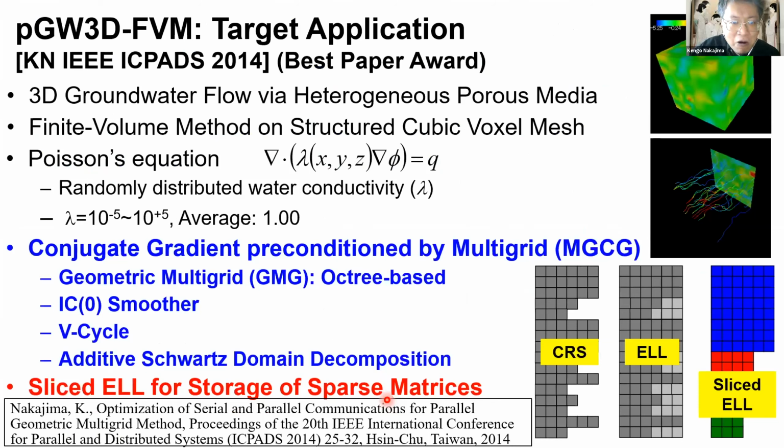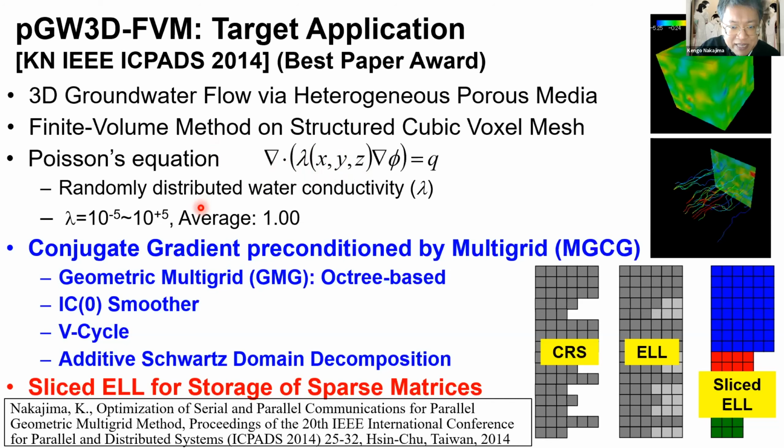This is an overview of our target application. It's called PGW3D-FEM, a 3D groundwater flow simulation via heterogeneous porous media. We use the finite-volume method on a structured cubic voxel mesh, solving the Poisson equations with this lambda, the water conductivity, which is randomly distributed. So we have a somewhat ill-conditioned sparse matrix.